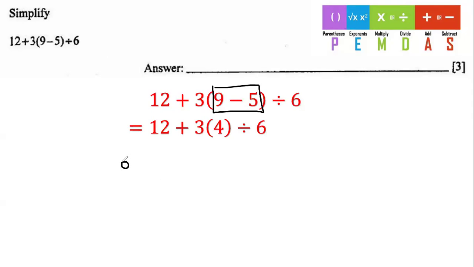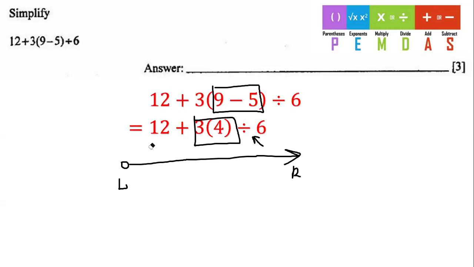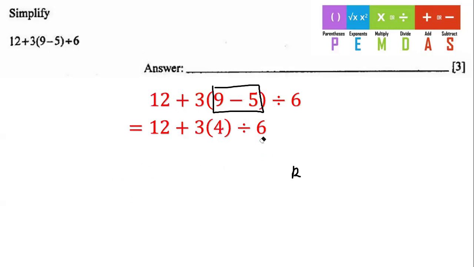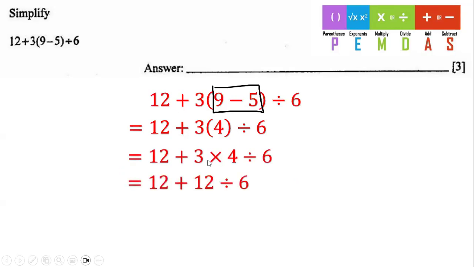Multiplication and division are equally weighted. So we do whatever comes first from left to right. And clearly, multiplication comes before division in this question from left to right. So we have to multiply first. My question to y'all is, what is 3 times 4? 12. Very good. So 3 times 4 gives us 12.